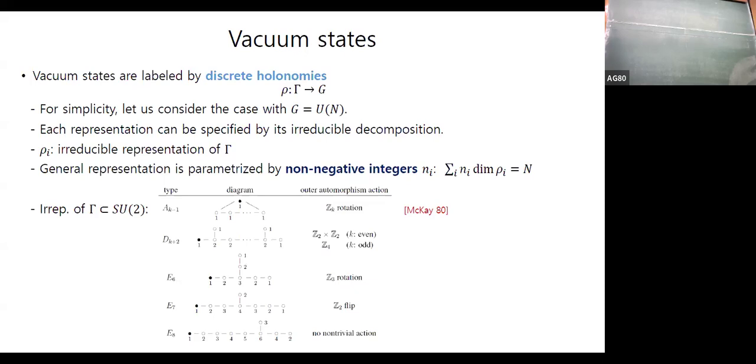And following McKay, we draw the diagram for the irreducible representations of gamma. So these numbers are the dimensions of each irreducible representation. Each node represents an irreducible representation of gamma.